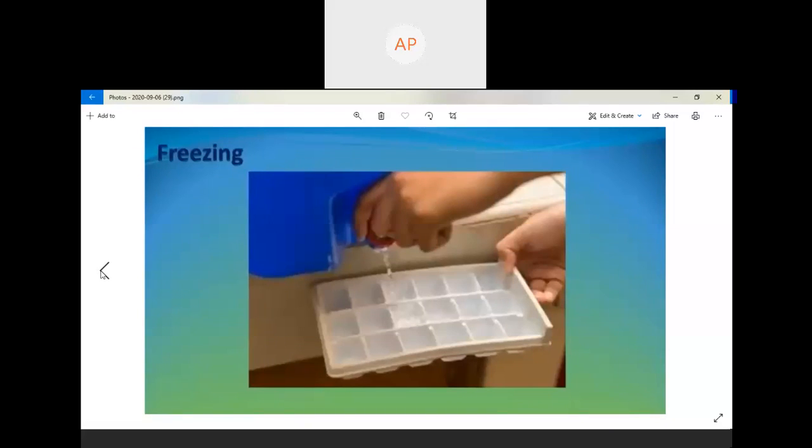Next, last is freezing. So fill an ice cube tray or a bottle with water and keep it inside the refrigerator.